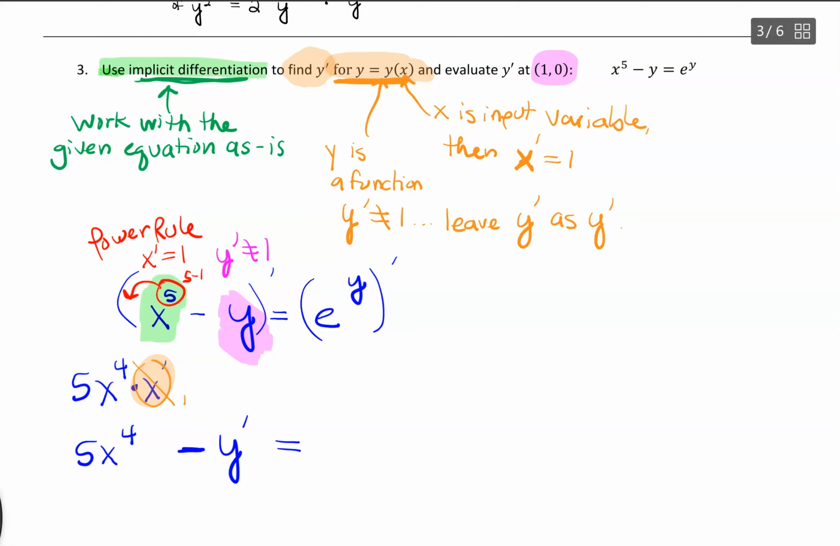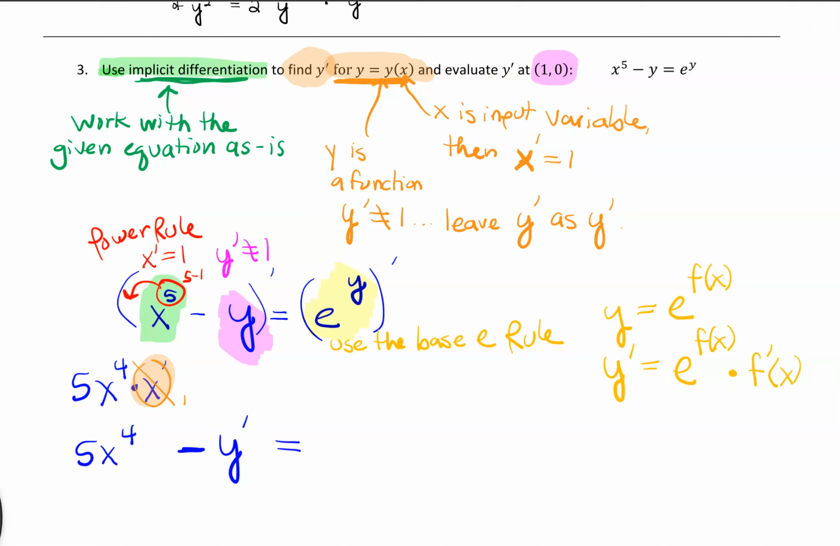And that's going to equal what? So over here, for this very last term, I need to use my base e rule. Remember that rule said if you have e raised to a function, then the derivative is e raised to the function times the derivative of the exponent. That's your basic rule.